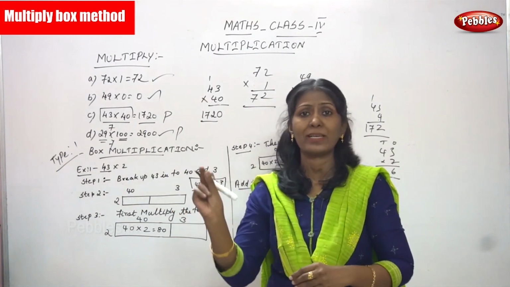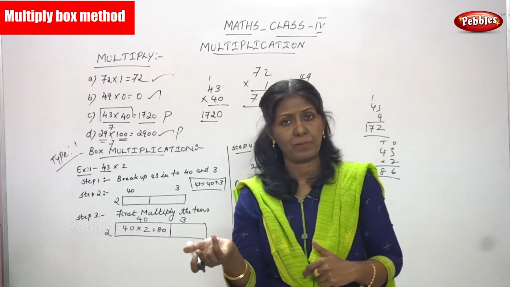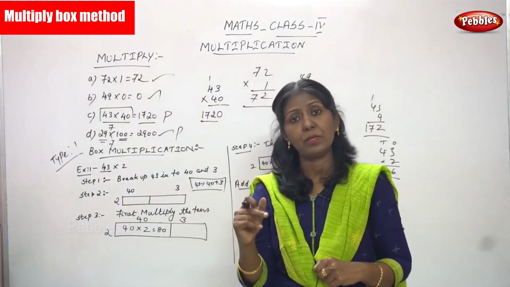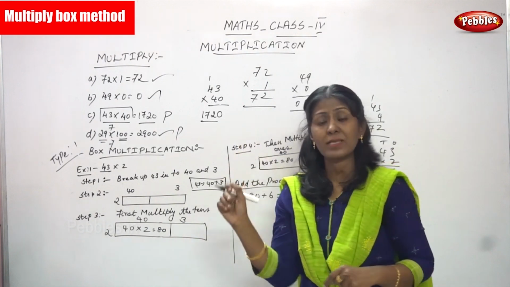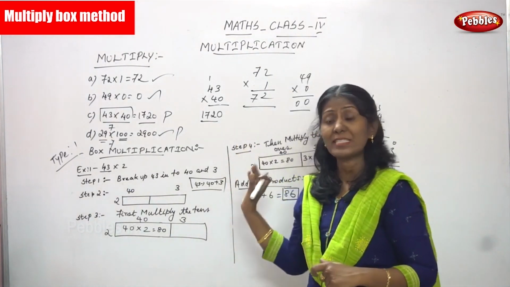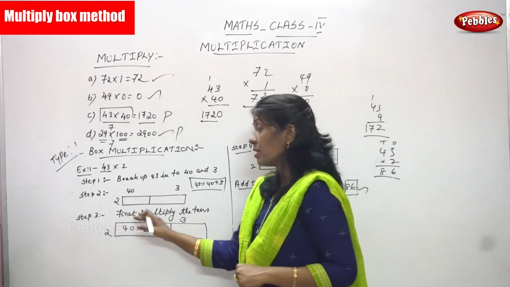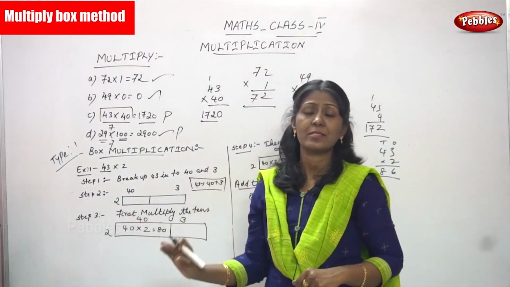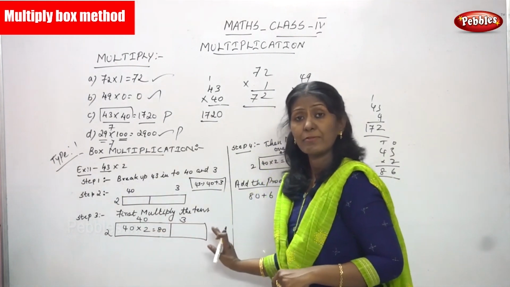In the edge you write the number which is going to multiply. That means 43 is going to multiply what? 2. That is the number. So 2 you write in the edge of the box, and 40 plus 3 you write in separate boxes. And step 3: first multiply the tens. So 40 into 2 you get this answer, 80. Then just leave the ones box.